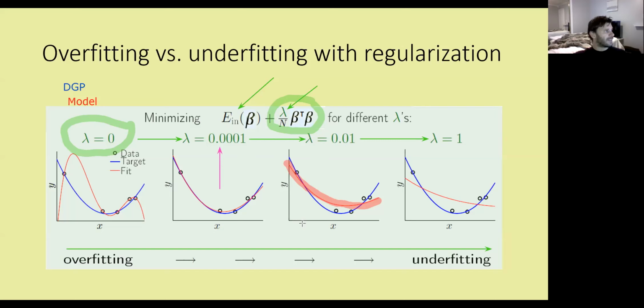But it looks like that second picture does the best job of actually predicting the data generating process with our model, despite the fact we are sacrificing a little bit of in-sample error to do so.